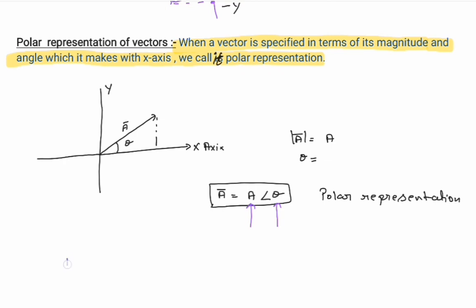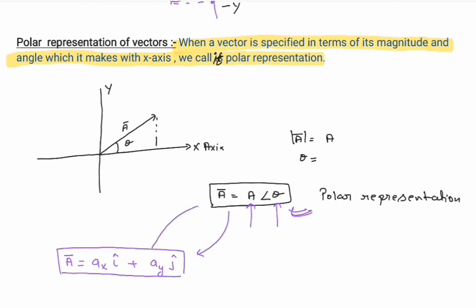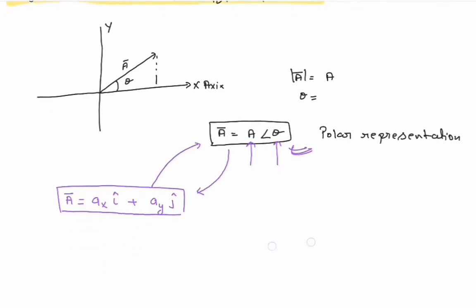As we have seen in a Cartesian coordinate system, the vector is represented by its component in the x-axis multiplied by the unit vector of the x-axis, plus the y component of the vector multiplied by the unit vector in the direction of y. This is known as Cartesian representation and this is known as polar representation. Now we will see how to get the Cartesian representation if the polar representation is given, and also how to convert the Cartesian representation into the polar representation.